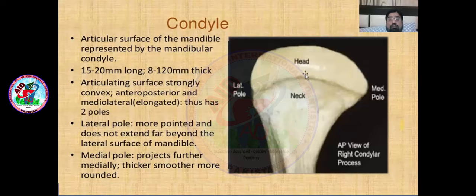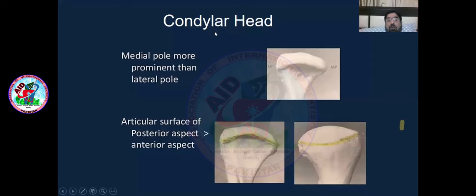Now, look at the medial pole right here and the lateral pole right here. When we see it just from the anterior, the articular surface is like this. That is the articular surface. Here is the portion which actually articulates during your movement.